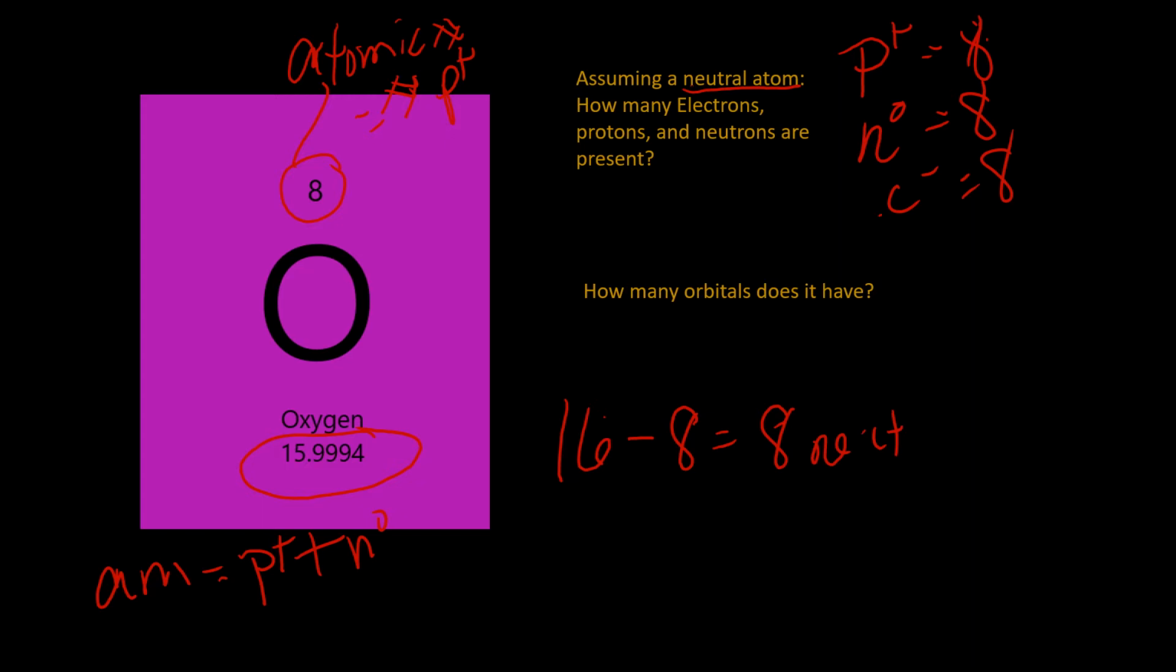How many orbitals does it have? And we're not going to talk about the suborbitals yet. We will talk about those next time. But the orbitals, how many periods there are tells us how many orbitals it has. So oxygen was in the second period, so there were 2 orbitals. And we'll talk about the suborbitals next time.